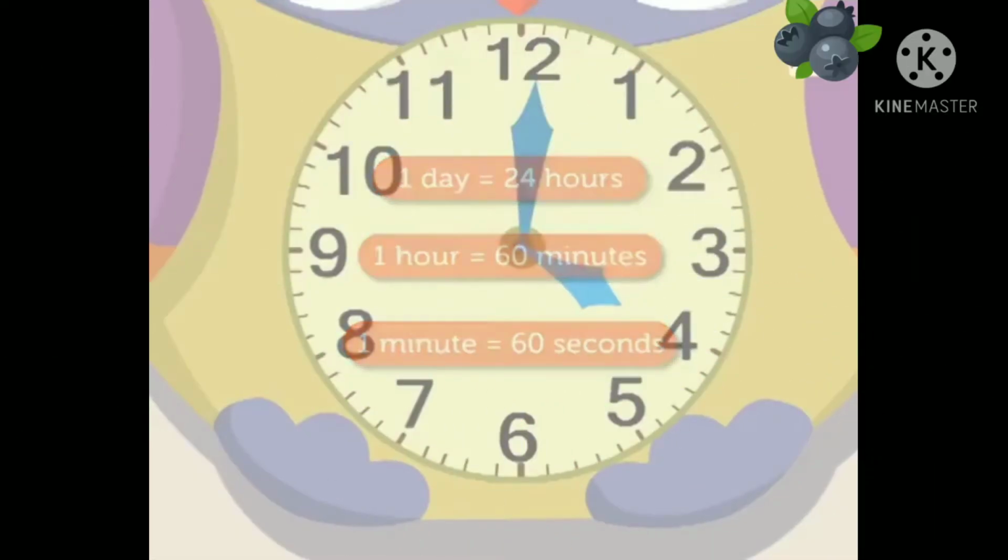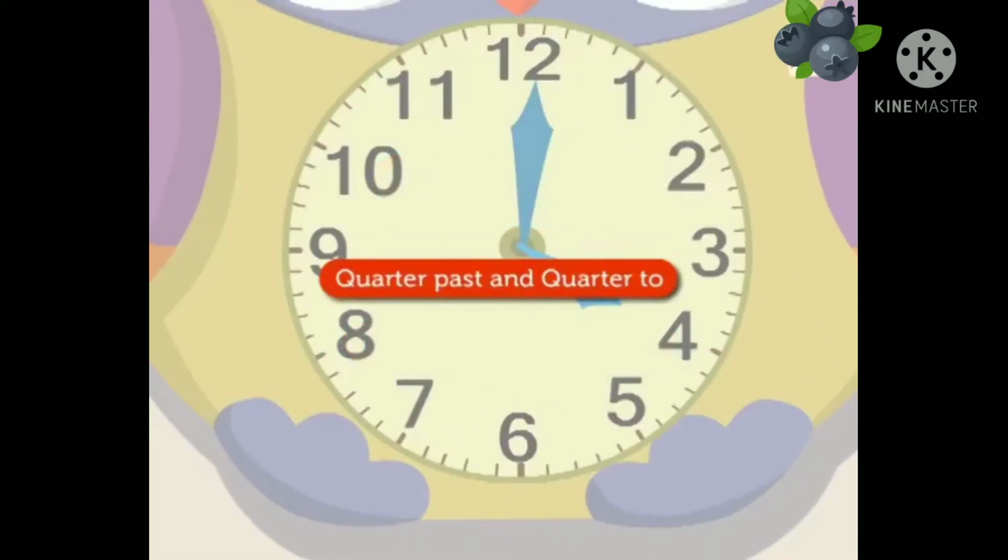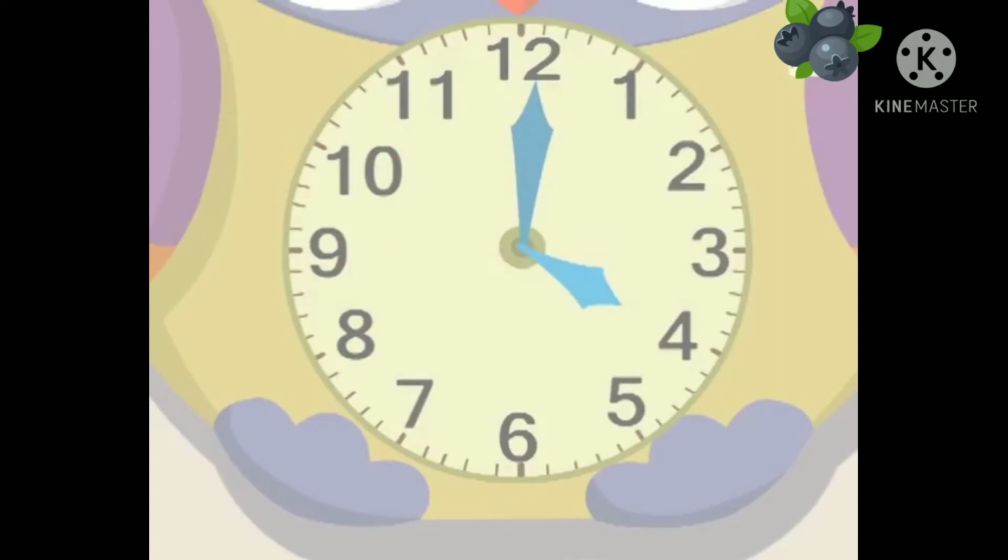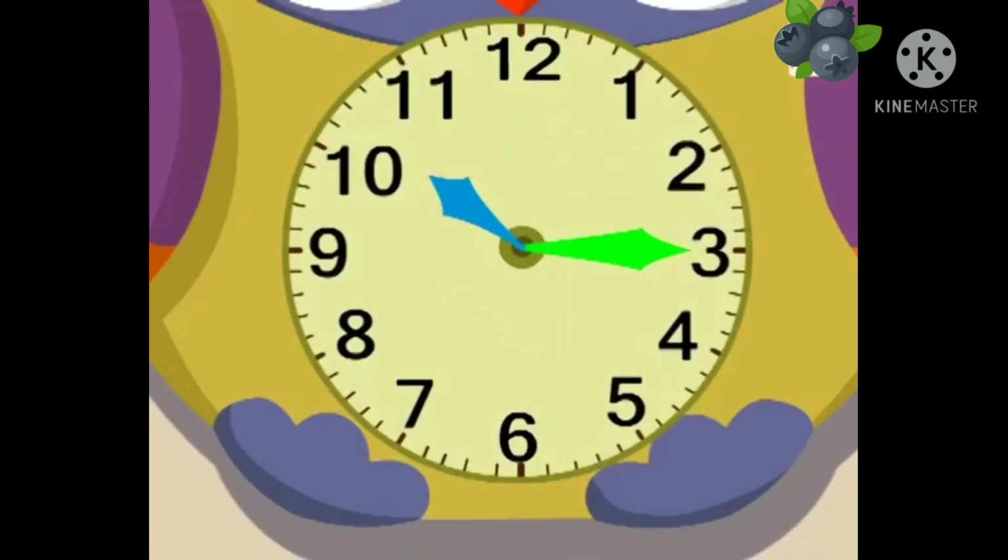Now, we will learn how to read and write the quarter past and quarter to time. Let's begin with quarter past. When the minute hand is at 3 and the hour hand is a little after 10, we say that the time is quarter past 10 or 10:15. We write it as quarter past 10 or 10:15.